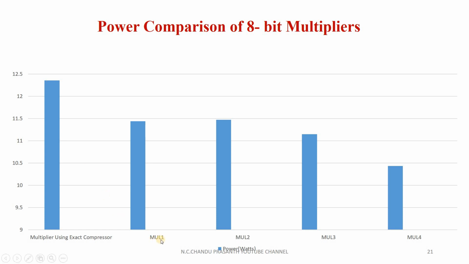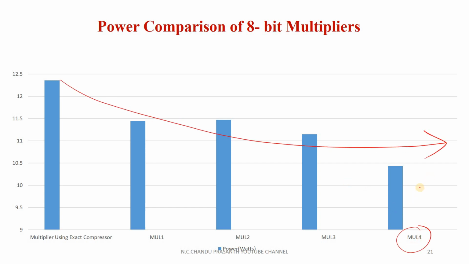If you use approximate designs, compared to the multiplier architecture with only exact 4-2 compressors, the power is reduced. See here, the power is tremendously reduced. Multiplier 4 means design 3 architecture with the error correcting module, and the power is around 10.4 watts. Power is reduced. Here I am showing the comparison for only power.